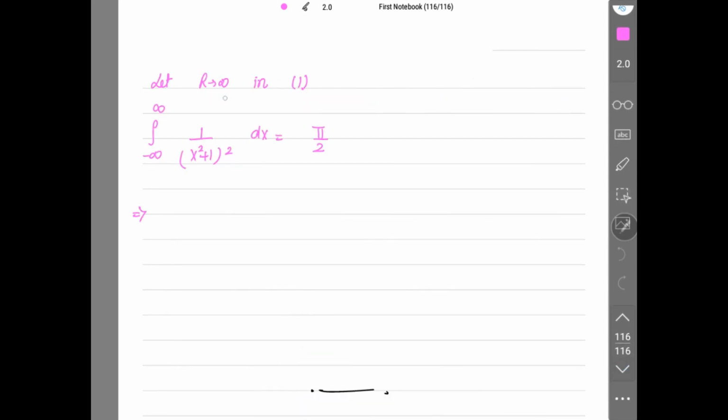So let R tends to infinity in 1, this will be minus infinity to infinity 1 over (x²+1) whole square dx, which is π by 2. Now is this function even or odd? Because in the given integration I need 0 over here. So this function is, of course, an even function. So whenever your function is even, this integration is changed into twice 0 to infinity 1 over (x²+1) whole square dx is equal to π by 2.